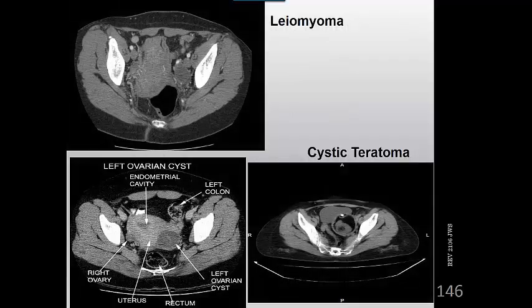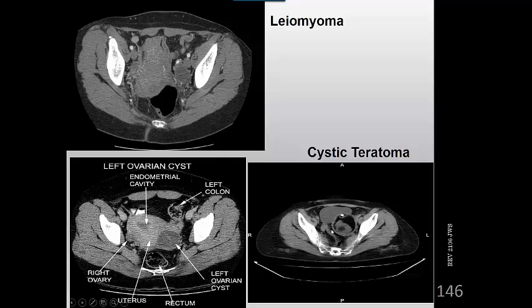So here are some examples of masses. This is a leiomyoma. Here is a left ovarian cyst. Here's the uterus. The right ovary is way down here, but then this big old thing here is a left ovarian cyst. And there's the left colon, pointed out in the rectum, and you can see how this lining is highly vascular, and it's highlighted the myometrium. And then the endometrial cavity is that little dark area in there.